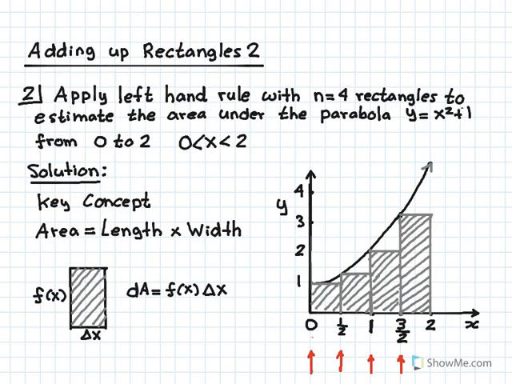The key concept is area is length times width. So the function represents the height, that's essentially the length, and the width is delta x, and the area of every one of these rectangles is f of x times delta x, and we're just adding up these rectangles. Notice that we're using the left-hand rule. That means that we're evaluating the function at the left endpoint of each interval, at x equals 0, x equals 1/2, x equals 1, and x equals 3/2.